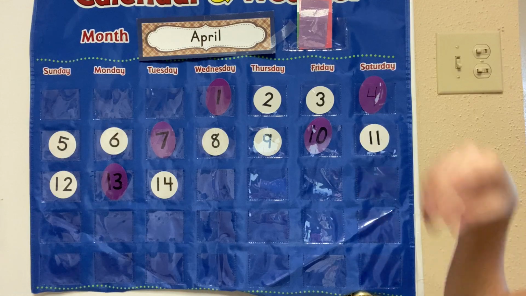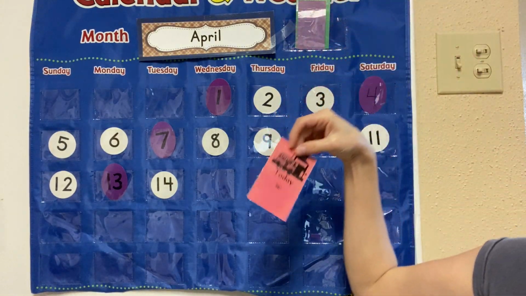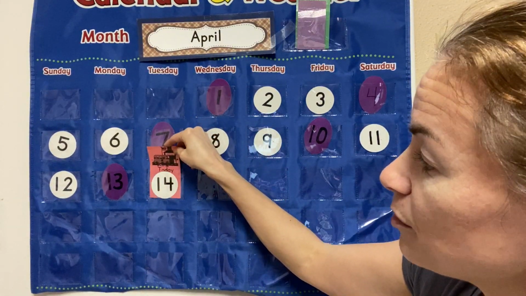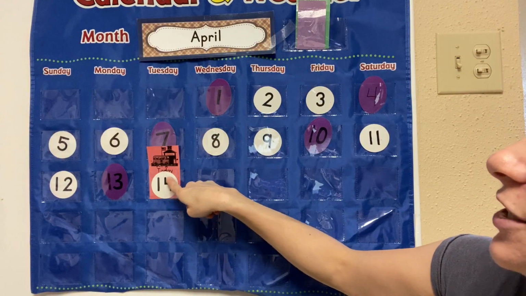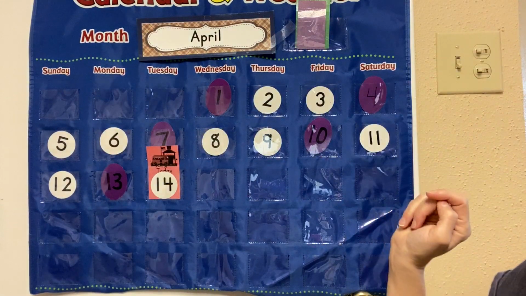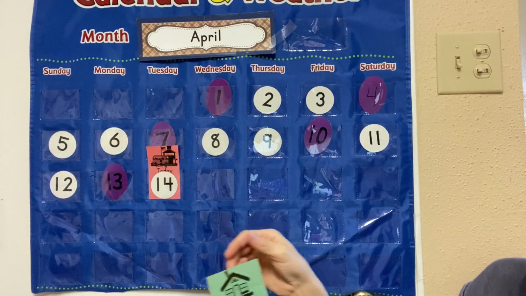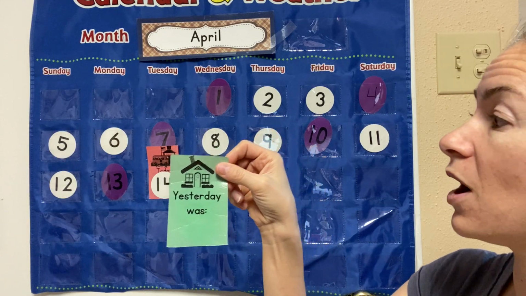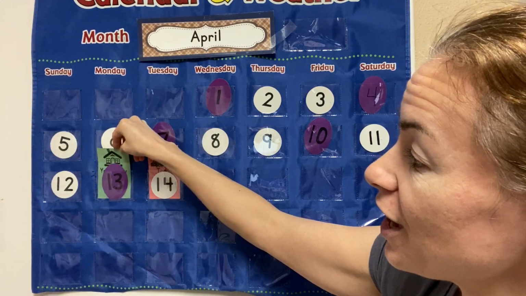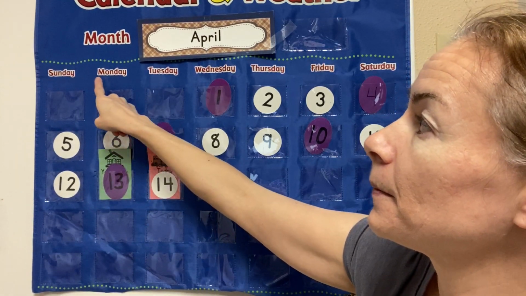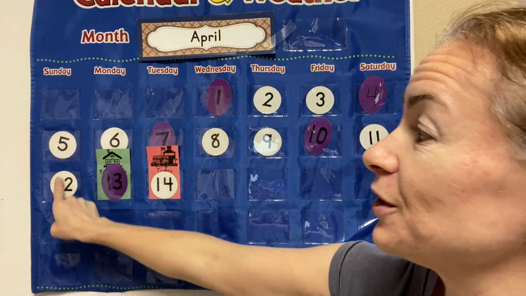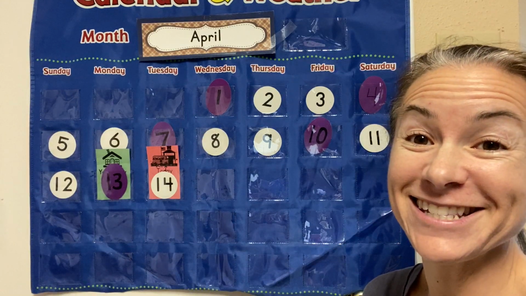And let's see, today is April 14th, and today is T for Tuesday. And yesterday was M for Monday. Oh, 2 days ago, that was Sunday, that was Easter.